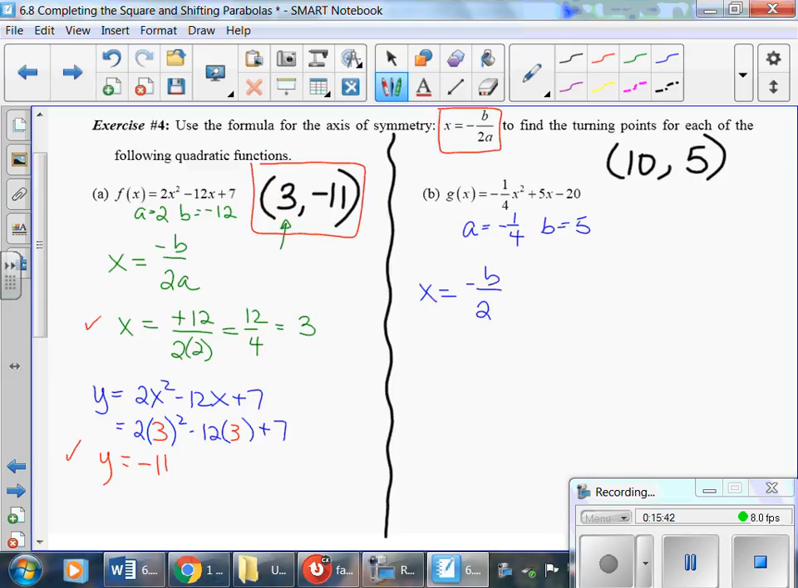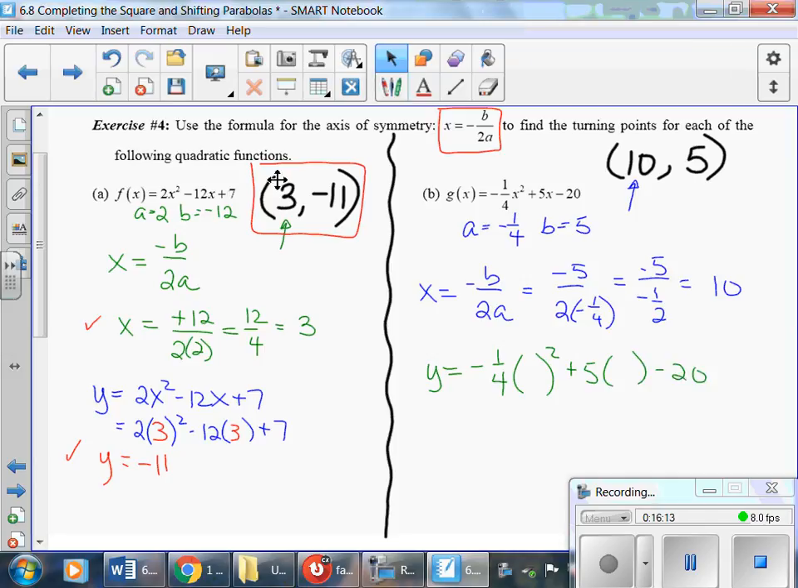So x is equal to negative b over 2a. I always write the formula down because it helps me remember it. So it's going to be negative 5 over 2 times a, which is negative 1/4. And this turns out to be negative 5 over negative 1/2, which is equal to 10. Bam! Now to find your y, we're going to do y equals negative 1/4 x squared plus 5 times x minus 20, and we're going to substitute in our x, which is 10, here and here.